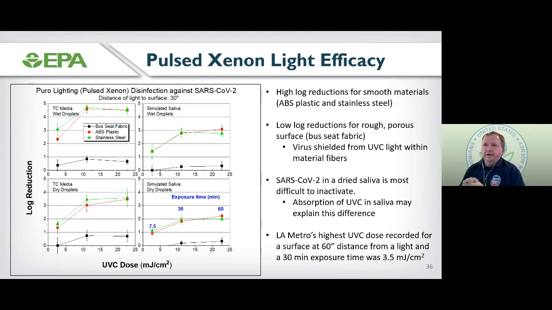The last thing to point out is that the LA Metro highest UVC dose that was measured in the field study is actually in the range of this 3.5 millijoules per square centimeter. So it does not really bode well to see a very high efficiency under the conditions that they were measuring it with the specific light source.